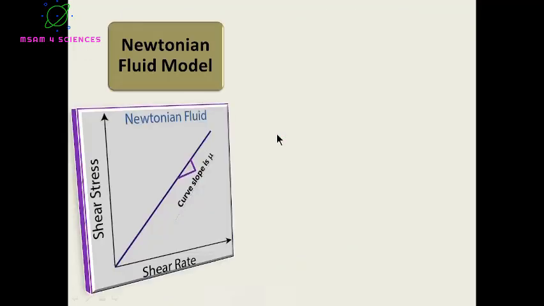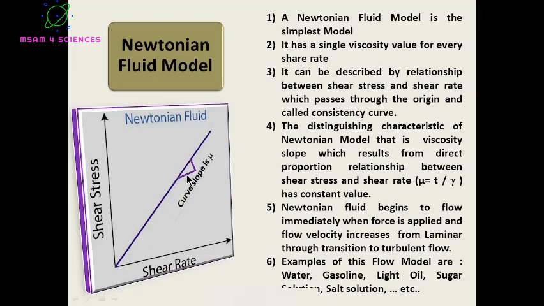We'll start with Newtonian, which we described before. It commences flowing as soon as shear stress is applied. Shear stress 0, no yield point, no gel strength development property. The slope here is called viscosity and it is a constant straight line. It can be calculated by dividing shear stress by shear rate.